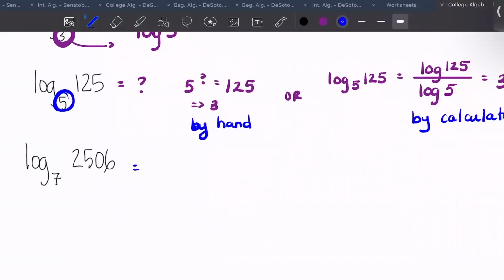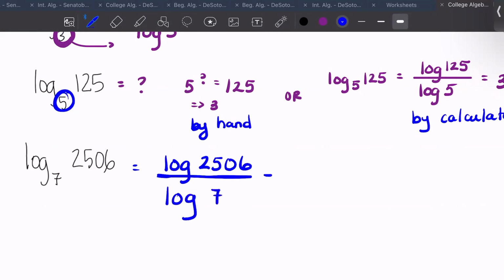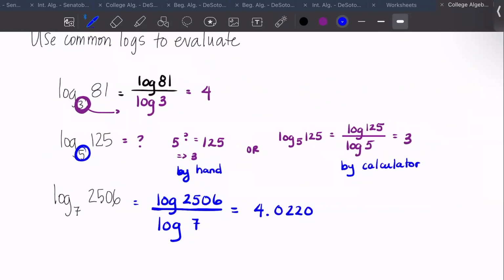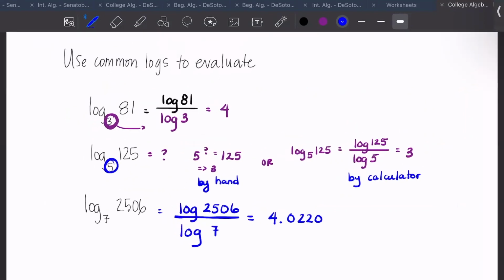So for this one, you would write log of 2,506 over log 7, and you get some decimal, 0.0220. So that's just another way for you to use common logs to evaluate those. Sometimes it works by hand, like log base 3 of 81, you could have also done by hand and said 3 to what power equals 81, and you would get 4, or you could write it using common logs.